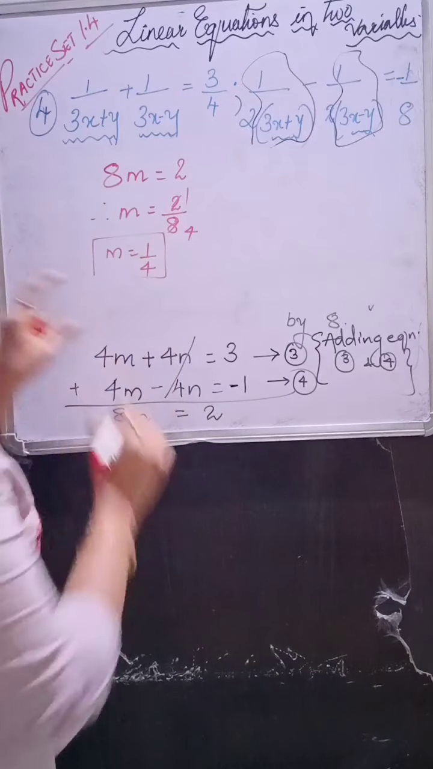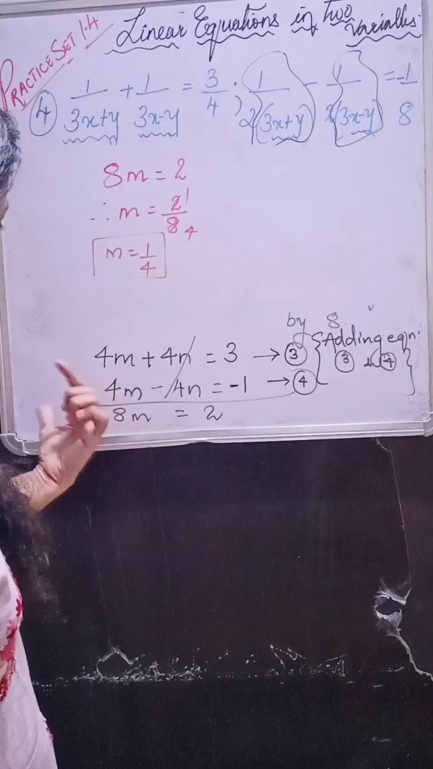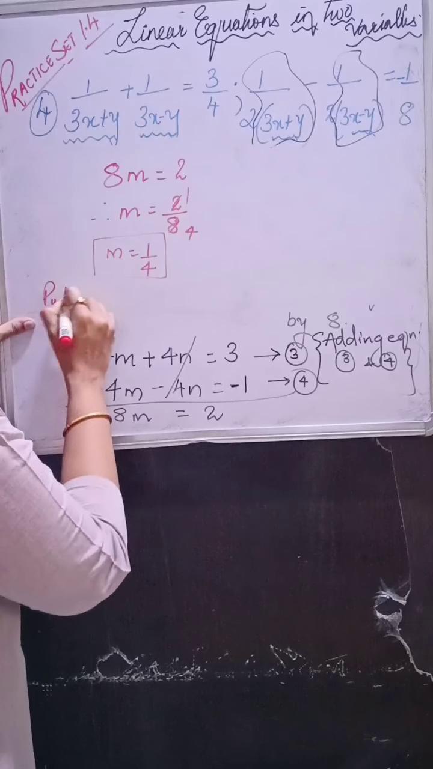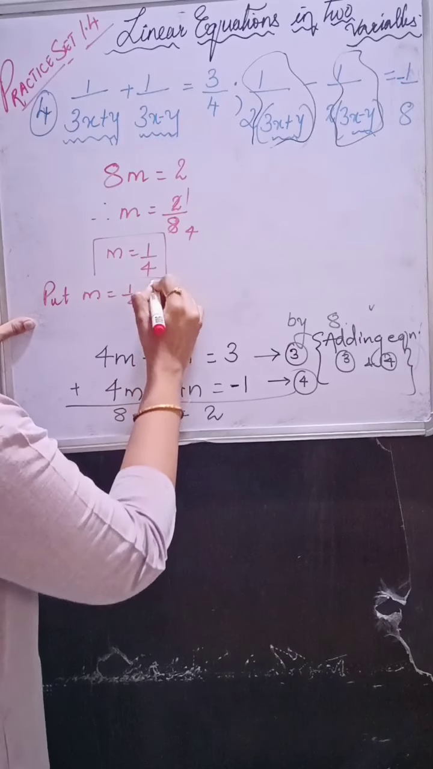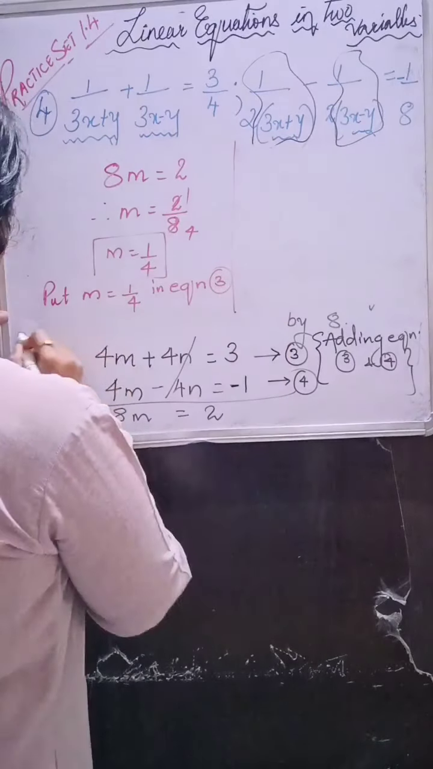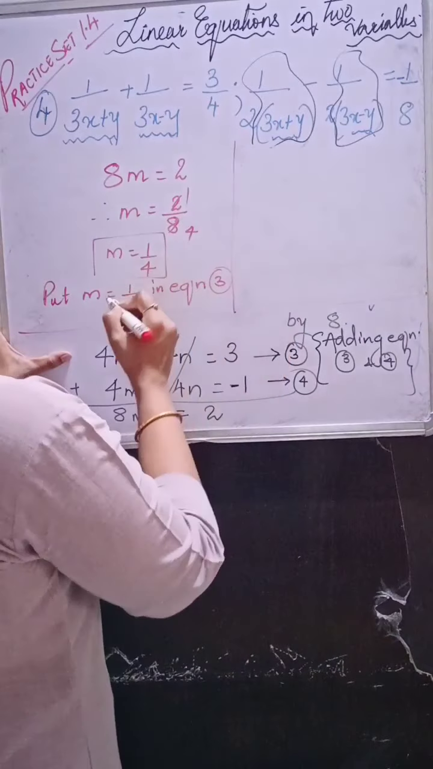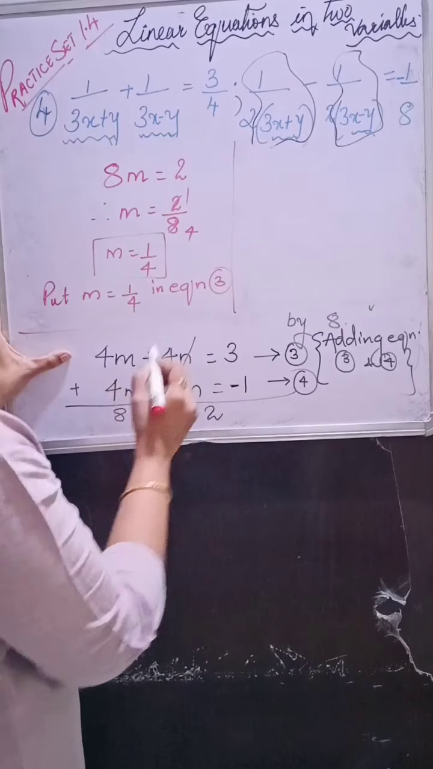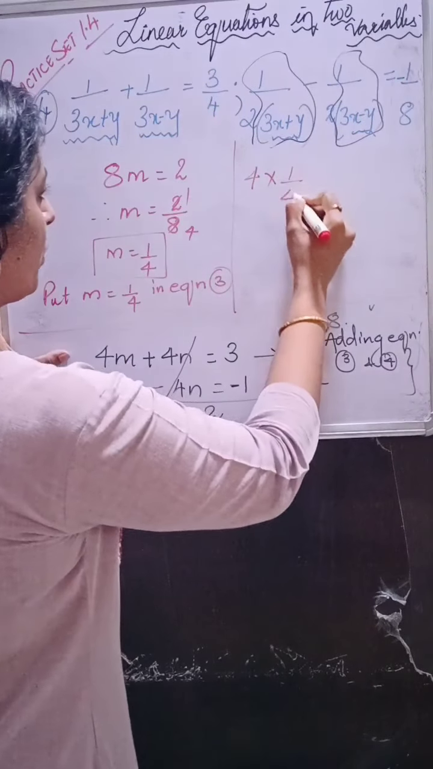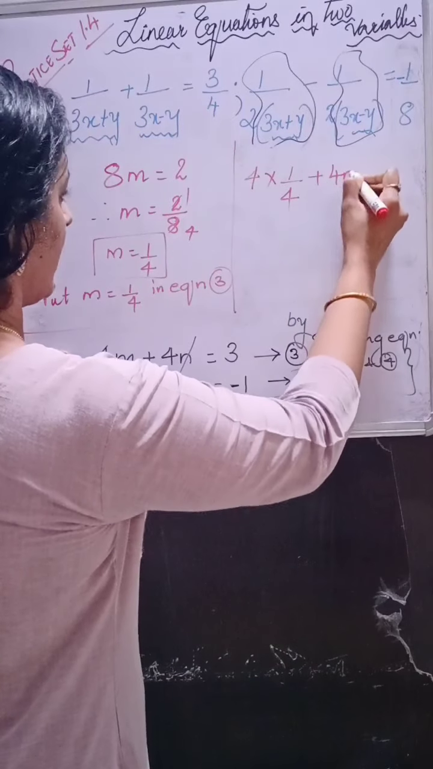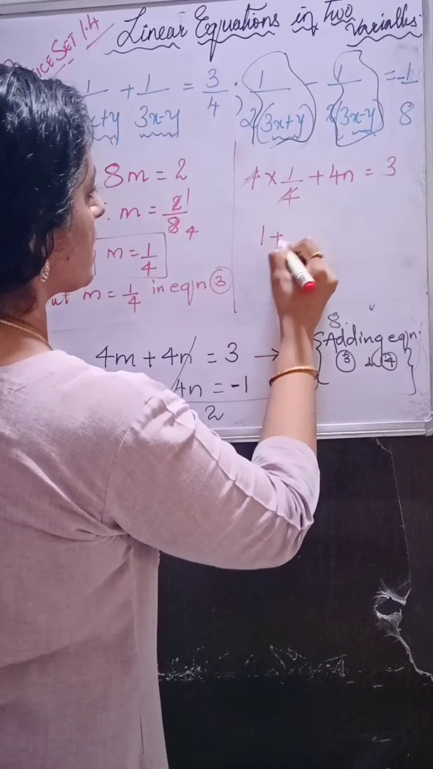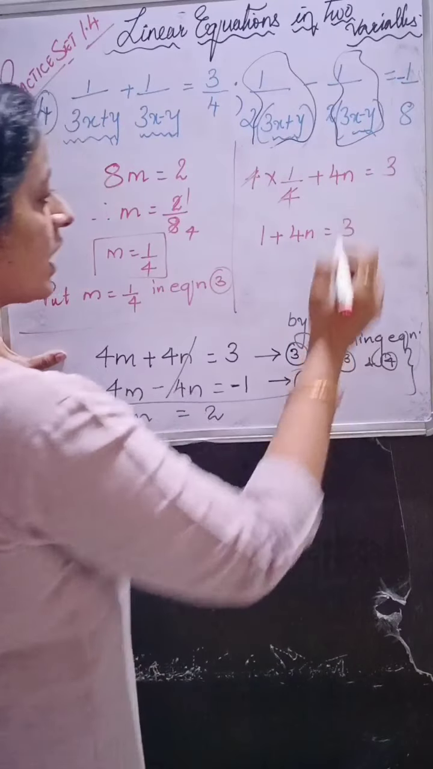If m is 1 upon 4, we will substitute the value of m in any one equation. I'll substitute in the third equation. Put m is equal to 1 upon 4 in equation 3 and check what you get. Remaining part I'll do here. 4 into, in place of m, we will write 1 upon 4 plus 4n is equal to 3. 4 cancel. So 1 plus 4n is equal to 3.